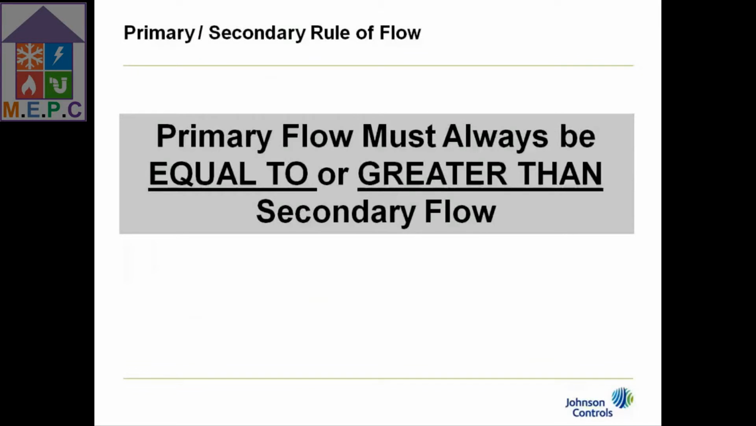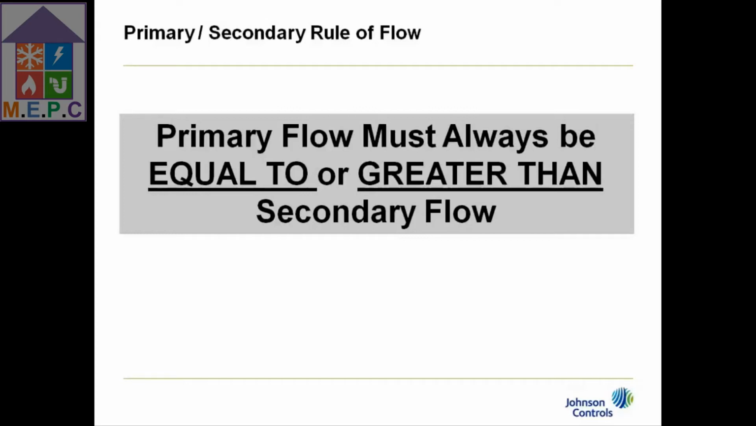Number 1 rule of primary-secondary is that the primary flow must always be equal to or greater than the secondary flow. If this is not done, then the system will go out of control. Literally, the bypass that you saw earlier, the decoupler, the common pipe, would have flow running through it backwards, so that 56-degree water would be mixing with the 40-degree water, increasing the temperature that's going to the coils. The coils would then open up all their valves, and it would spiral out of control.